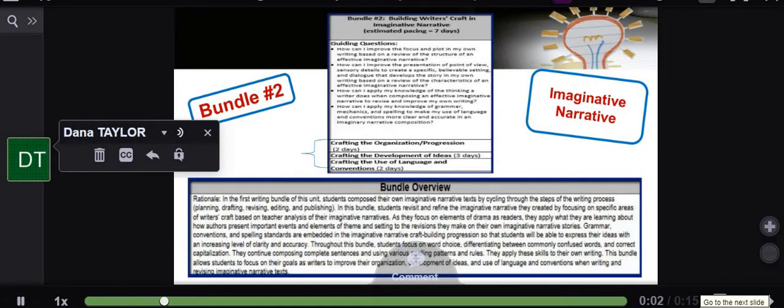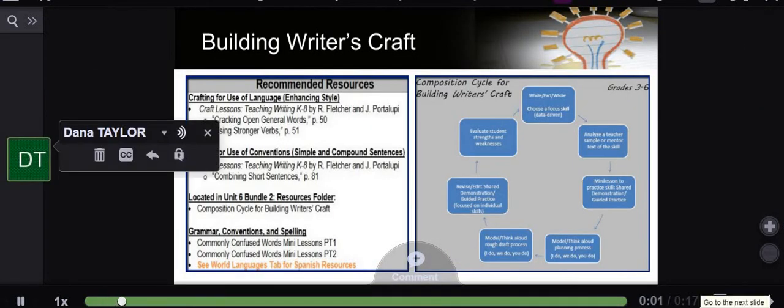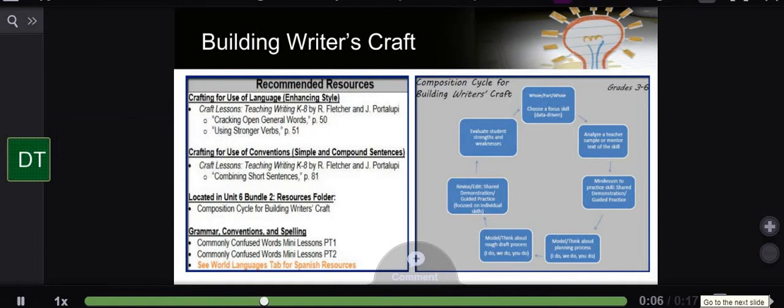In Bundle 2, students revisit and refine the imaginative narrative they created by focusing on specific areas of writer's craft based on teacher analysis of their imaginative narratives. The Building Writer's Craft bundle follows a cycle which is outlined in the IFDs and is shown on the right side of the screen titled Composition Cycle for Building Writer's Craft. Also included are recommended resources for teachers to utilize.